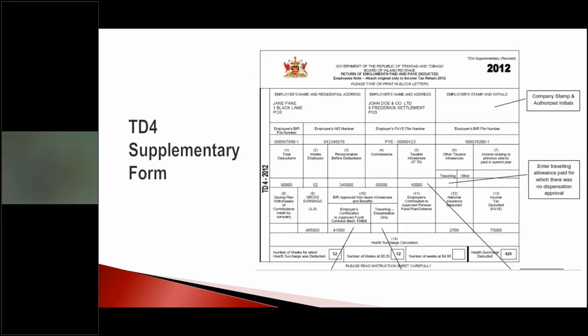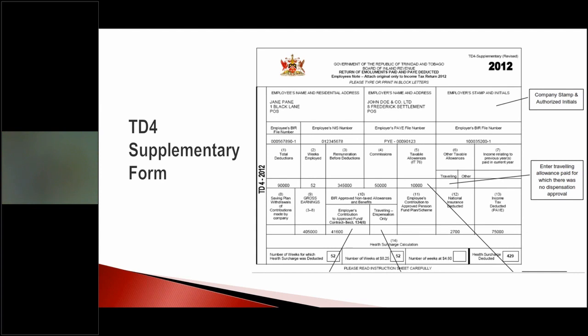Now let's deal with the form that somebody asked us about a while ago. This is the 2012 form, but all the forms are the same and they look the same now. The form will have the current year and the year in question to the right-hand side. This is a TD4 certificate.